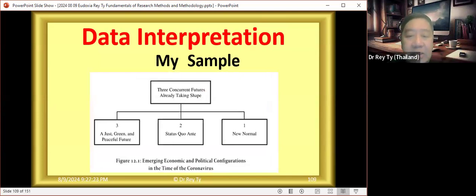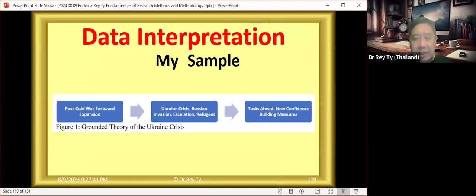I said there are three possibilities. We will have a new normal. Everyone will wear the mask as though it's just as normal as breathing, or we'll go back to our past, the status quo ante, or we'll have a just, green, and peaceful future. But I ended up saying these are just analytic models, but in reality, the three of them are combined one way or the other. We're fighting for a just world. We're going to the old style, but then we're adapting to the COVID precautions.